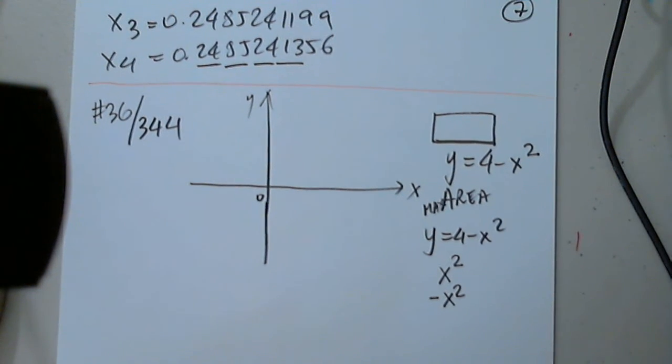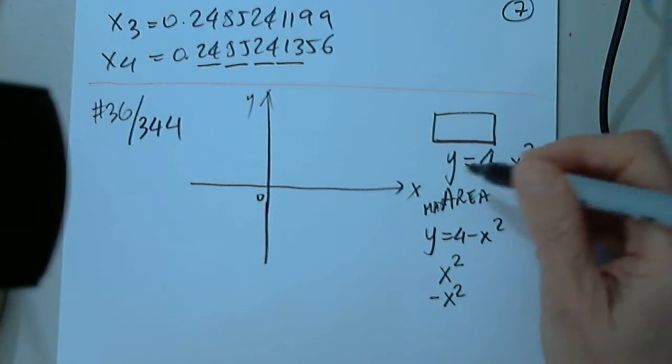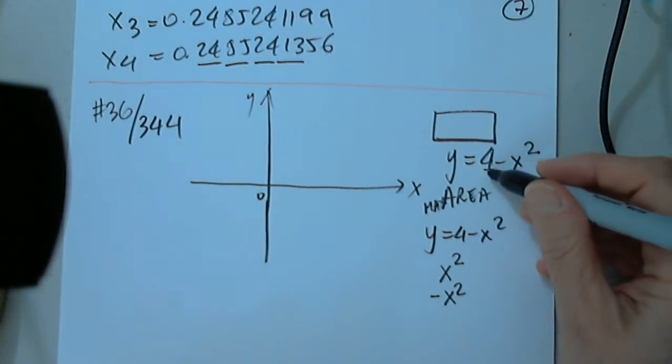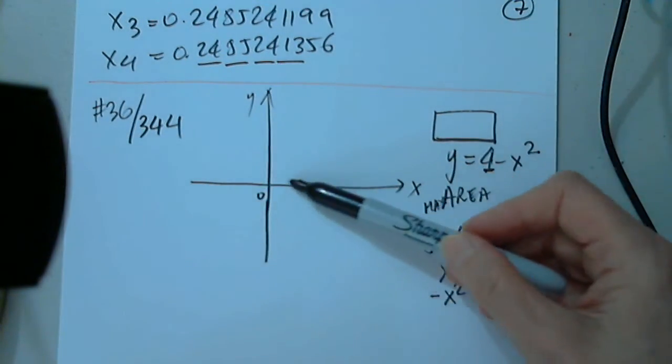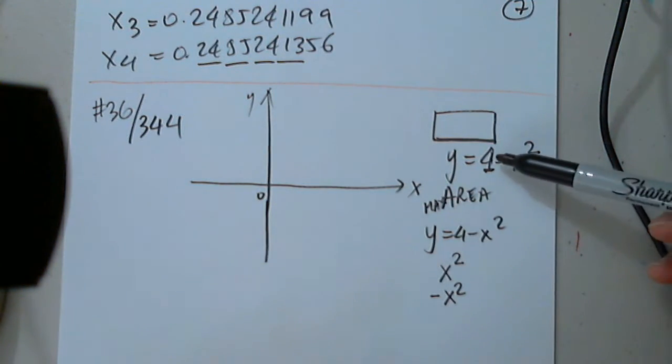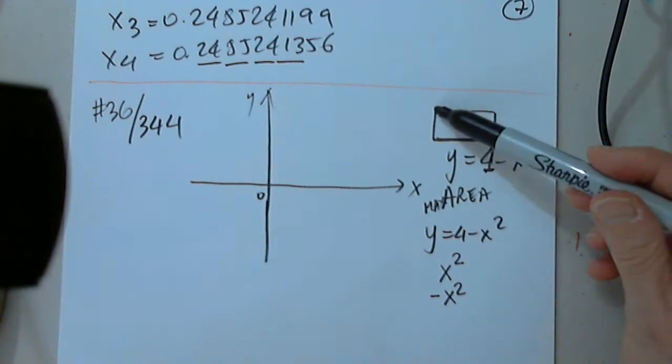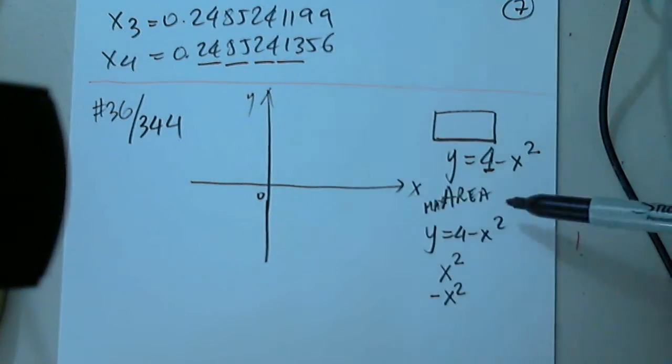I just realized that I had turned off the camera, so I'm saying this again, just for those of you who want to see this again. So we have a rectangle. The base will be on the x-axis, and the other two, the upper vertices, will be on this parabola.